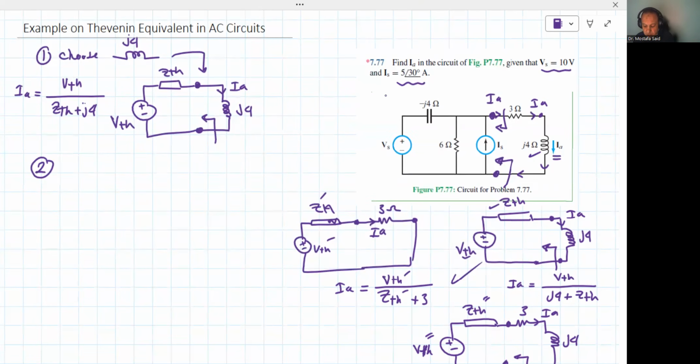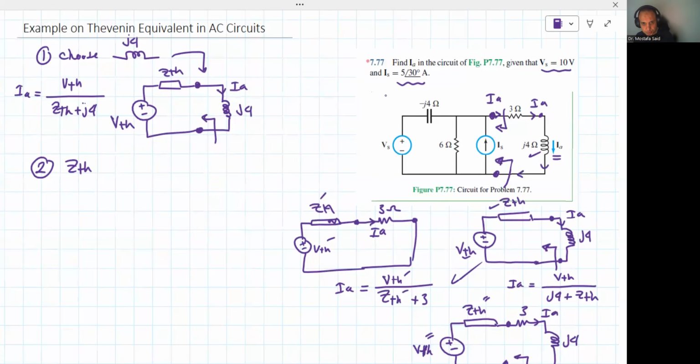The second step is to find basically Z7 and V7. Okay, so they are a little bit different approaches. To find, I mean, Z7 has a different approach from finding V7. So let's find Z7 first.